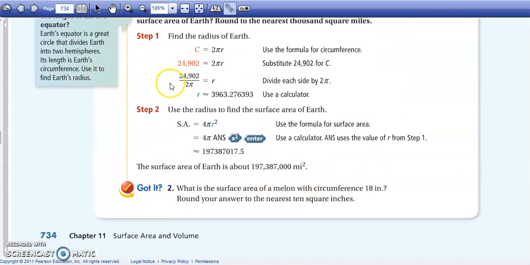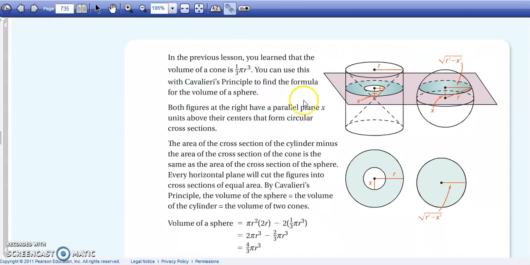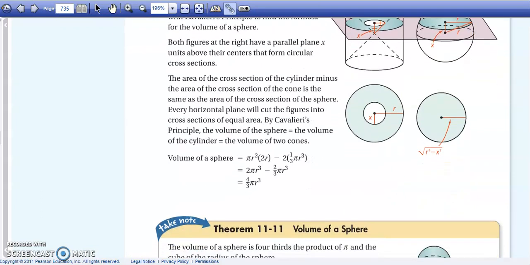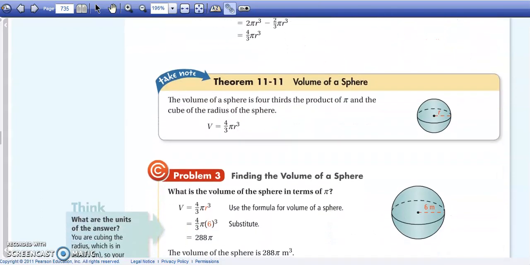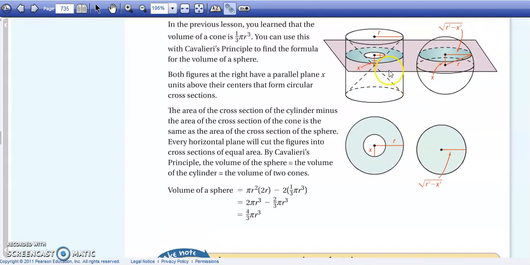Here was the exercise that I solved. Now let's go to the other part, to the other formula. Here's the explanation. By the way, the explanation that is here is how we get the formula of the sphere.